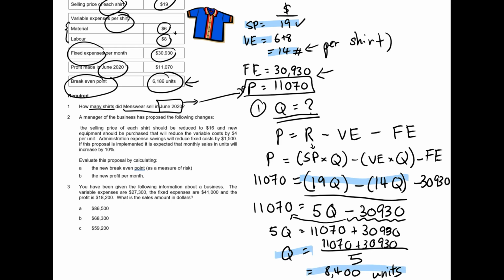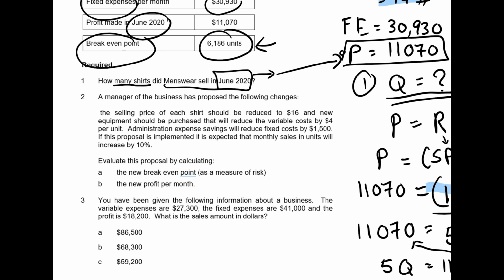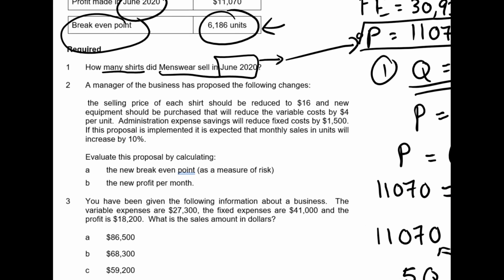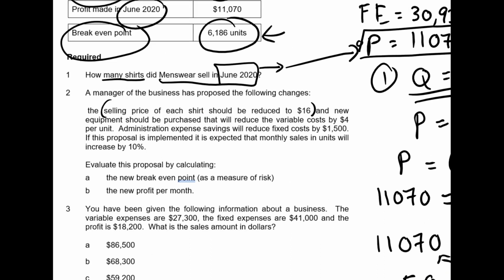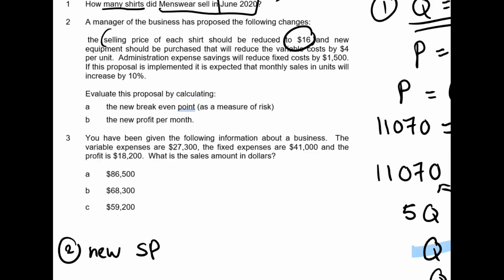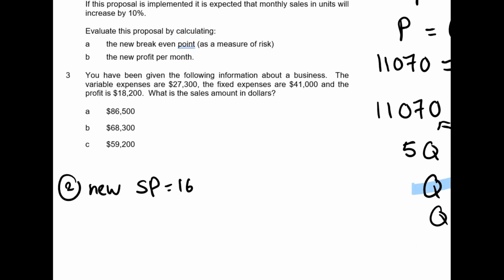Now for question number 2, there are slight changes over here. The manager of the business has proposed the following changes. They plan to reduce the selling price of each shirt to $16. So for question number 2, your new selling price will be 16 bucks.